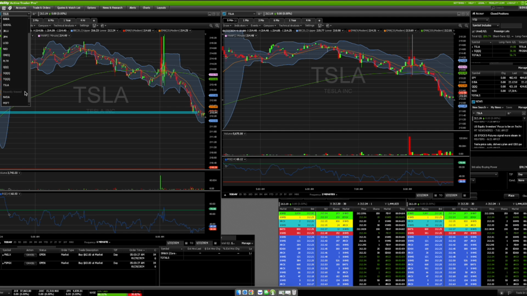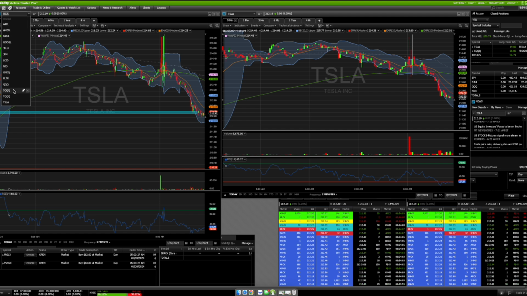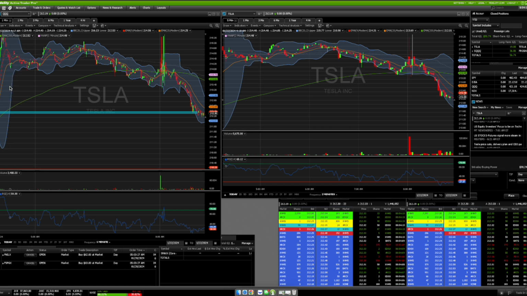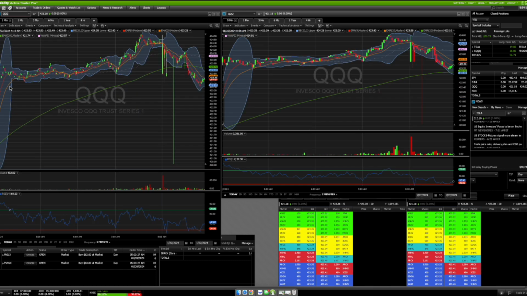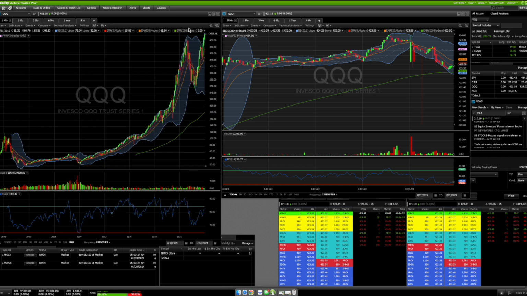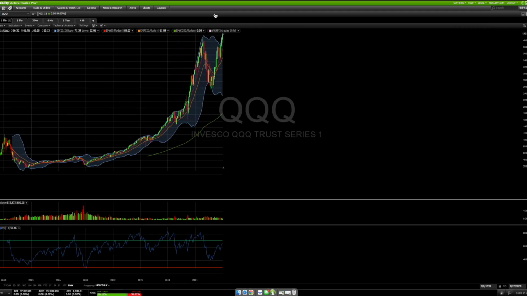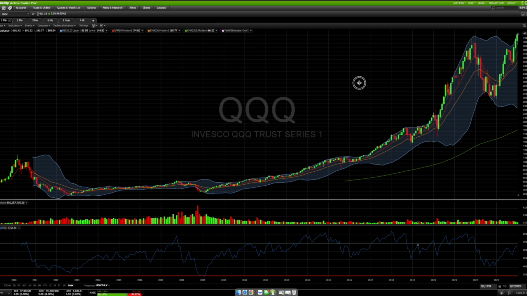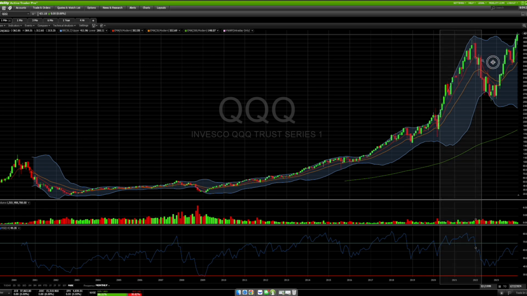So we'll get rid of these. And now let's focus on QQQ for a second. Looking at QQQ, it's at all-time highs. It's the highest it's ever been if you look at the max. Looking at the max here, this is incredible. I'm just going to scroll over here.